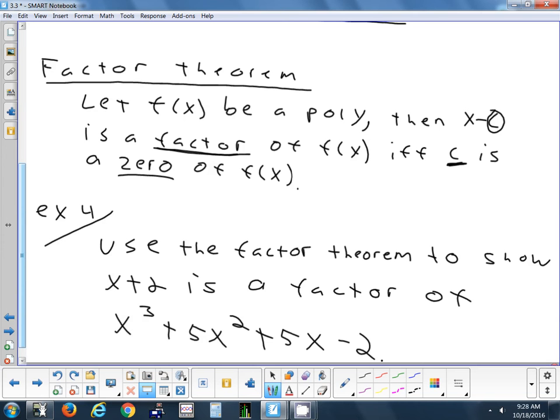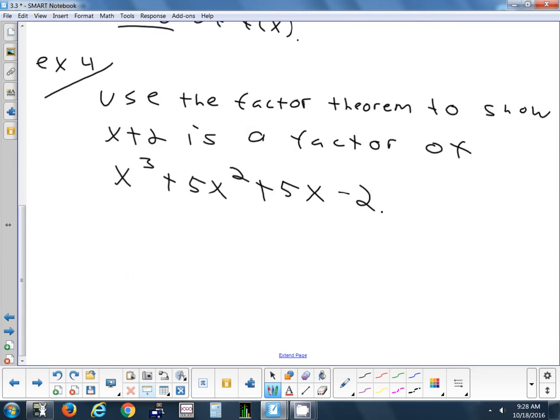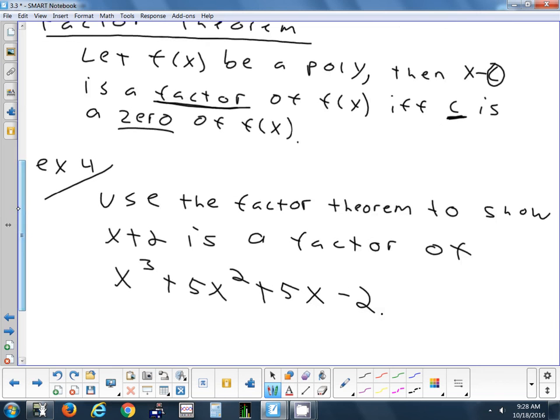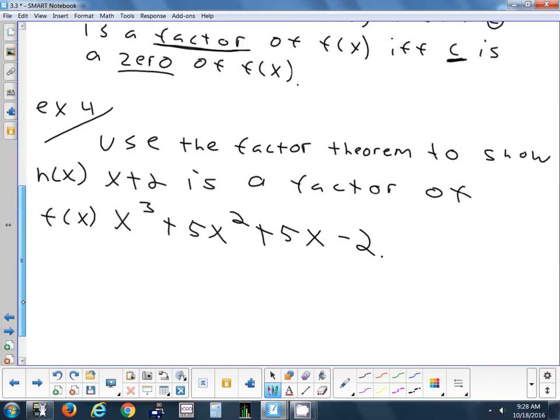Okay, so I'm going to use the factor theorem to show that x plus 2 actually divides nicely into what I've written below it. So think of this as like h of x. It's kind of what we did in the previous problem. Let this be f of x, x cubed plus 5x squared plus 5x minus 2. And you can divide by x plus 2.